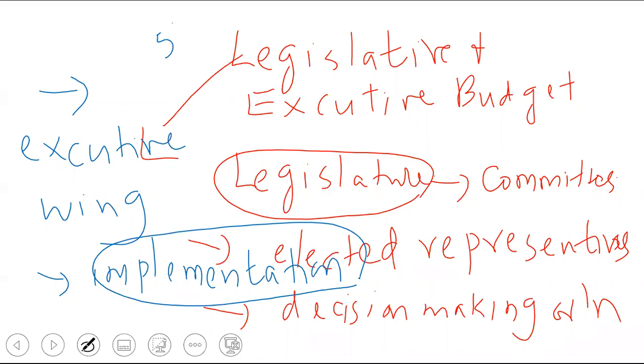And you know that there are 29 states, and the states also prepare their own budget. That is the state budget. Then in the central budget, the central government decides what should be its source of income and what should be its expenditure.